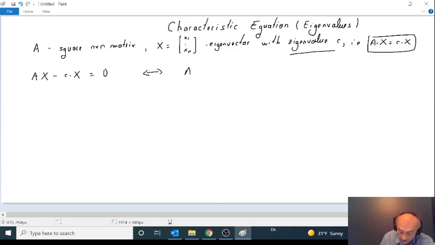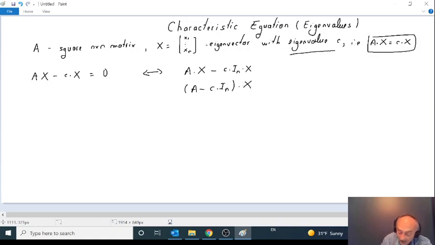equivalently A times x minus, and now in order to be able to factor the matrix x, I would have to have a matrix that is an n by n matrix. So I'm going to say c times I sub n times x. Again, why do I do that? Because I want to factor x here, and I want to say this is the same as A minus c times I n times x.